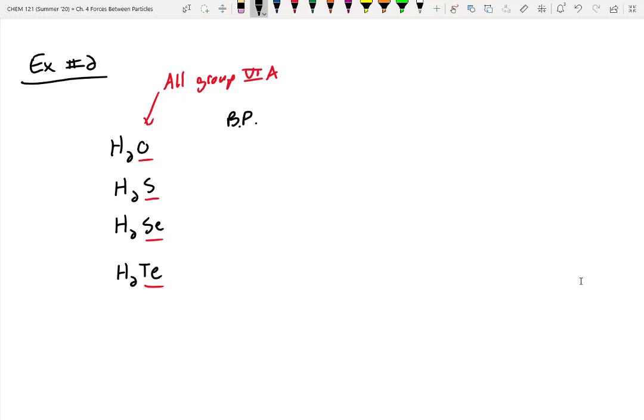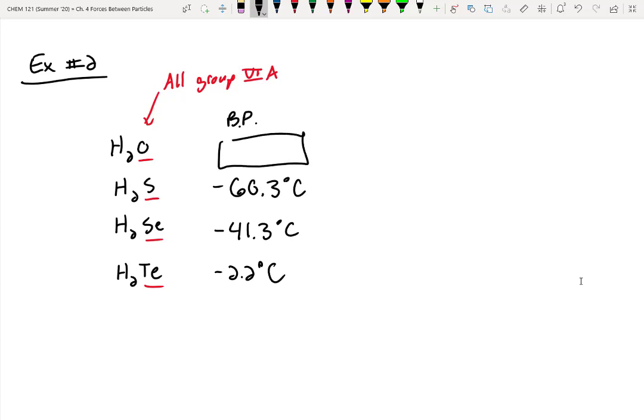All right, well, we could look up the boiling points for all of these. So let's start at the bottom. At the bottom, this would boil at negative 2.2 degrees Celsius. We make this a big C. And then as we move up, we actually get more negative. It's negative 41.3 degrees Celsius. And then next, we're going to be at negative 60.3 degrees Celsius. And then we would expect this to be more negative.